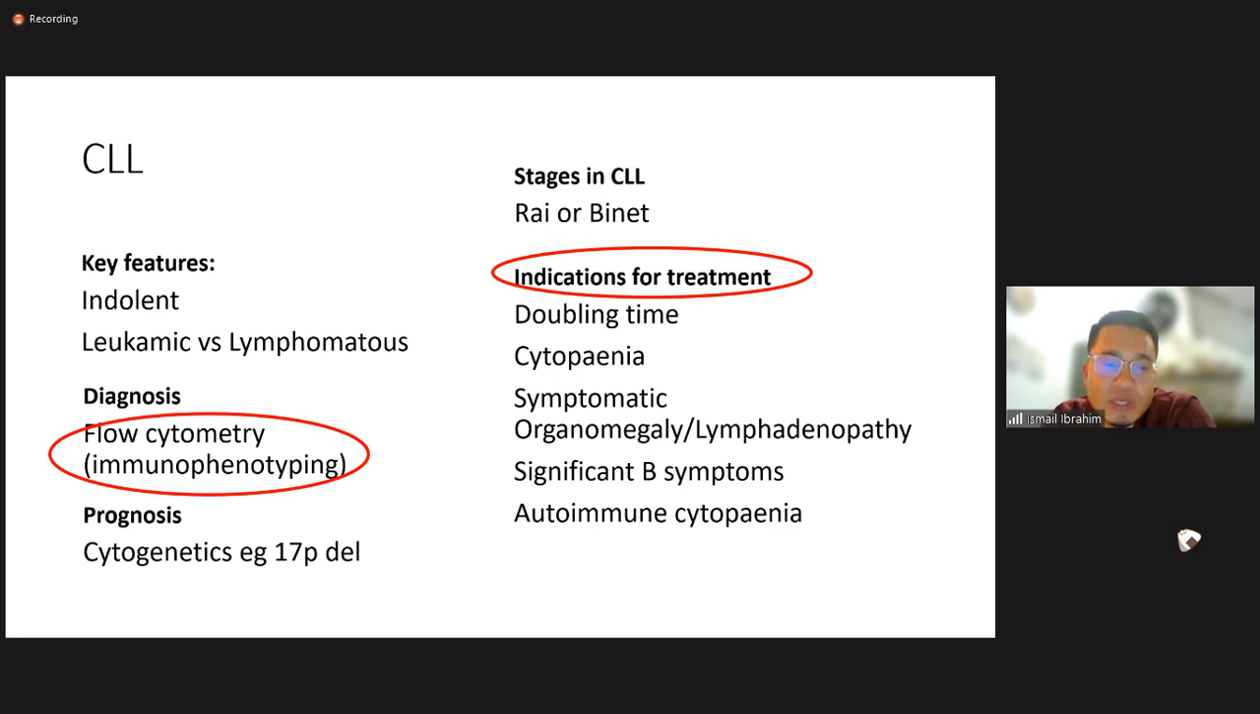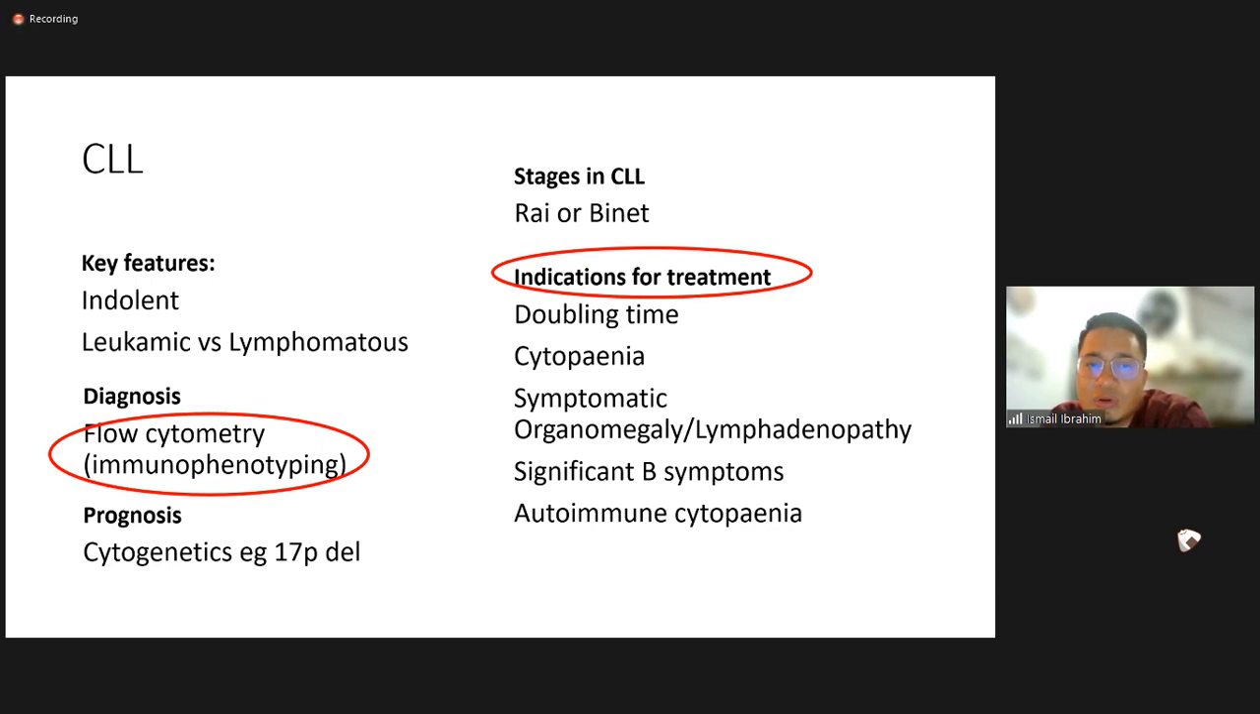So diagnosis is flow cytometry, especially those having leukemic presentation. And we also need to prognosticate them. More specifically, there's one particular genetic mutation which is deemed to have poor prognosis, which is 17p deletion. We have a different way of staging them. Remember, in ALL, AML, CML, we don't really have a staging system. But in CLL, we stage them based on Rai staging or Binet staging. You can look up later on how to stage them.